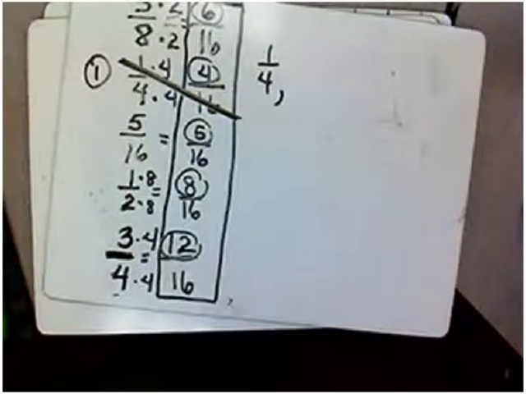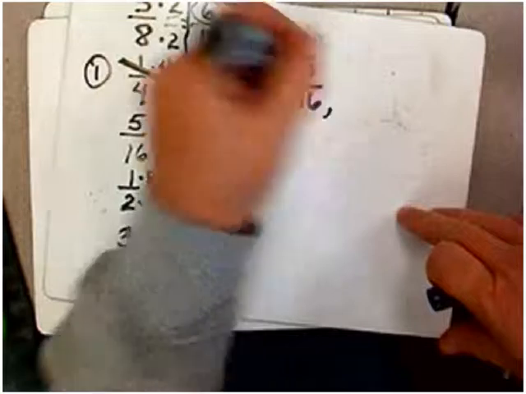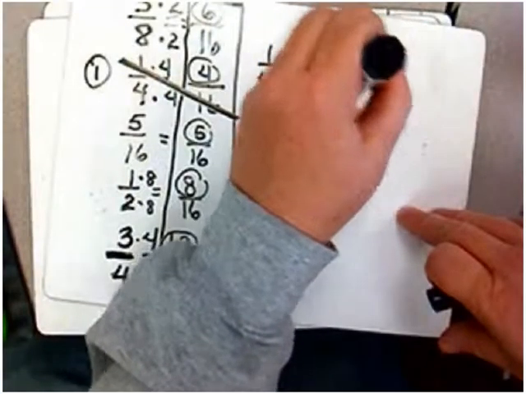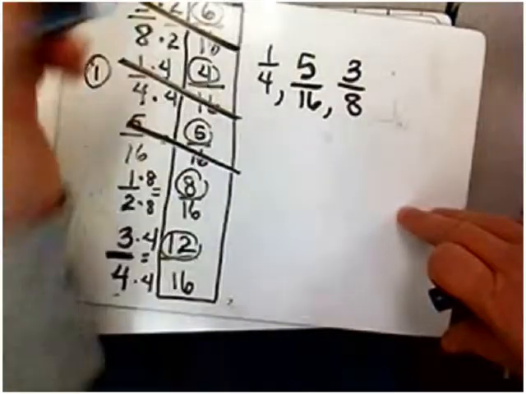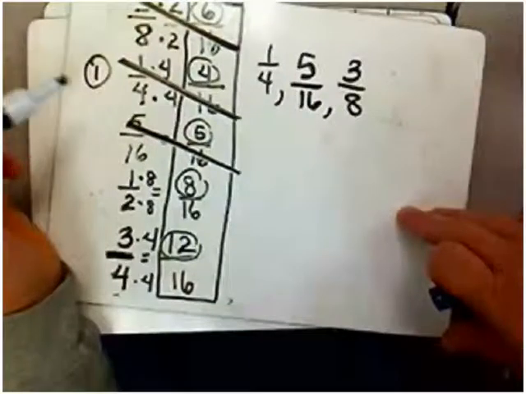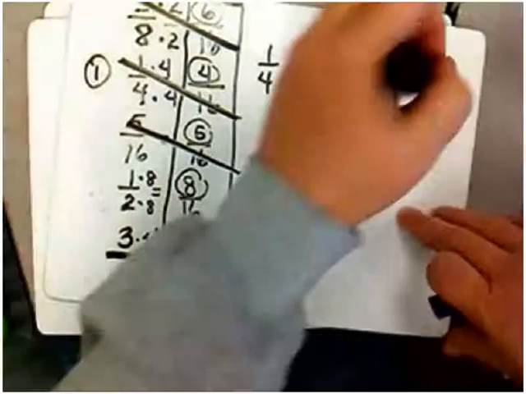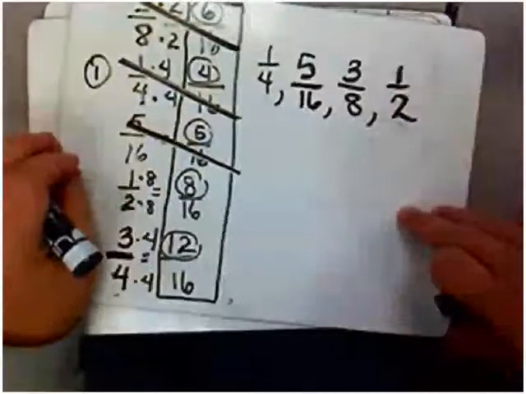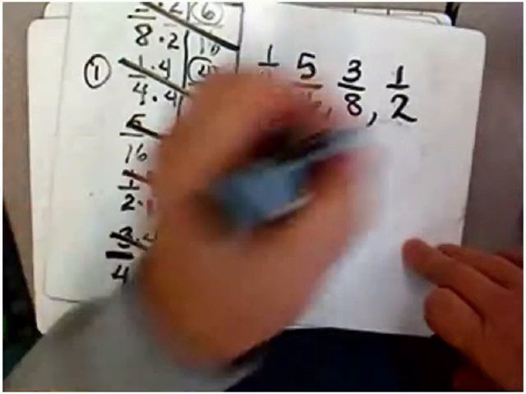So what's the next one? 5/16. 6/16. All right, then, but 6/16 is the same as what? 3/8. So you want to list 3/8. You need to write 3/8, right? All right. So we have 1/4, 5/16, 3/8. What's the next one? 8/16, which is the same as 1/2. So you're going to write 1/2. And then finally, what do you have? 3/4, 12/16. Good.